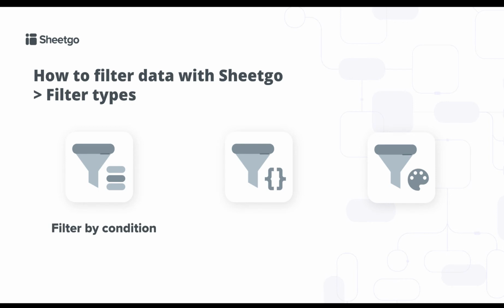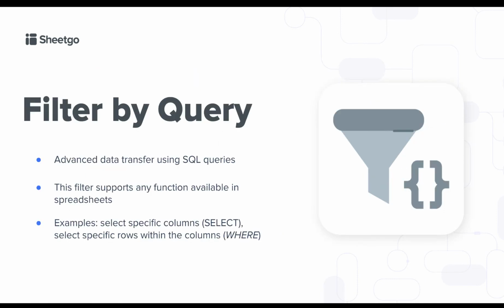First of all, there's the filter by condition. This is the quick and easy way to filter your data set based on specific criteria of specific columns. With our filter by query feature, you can create more complex filters and only select specific columns to transfer to another spreadsheet. And then lastly, our filter by color feature allows you to transfer data based on a specific background color of your cells. In this video, I'm going to show you an example of the filter by query.